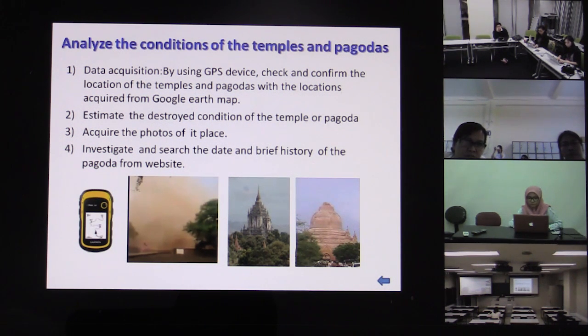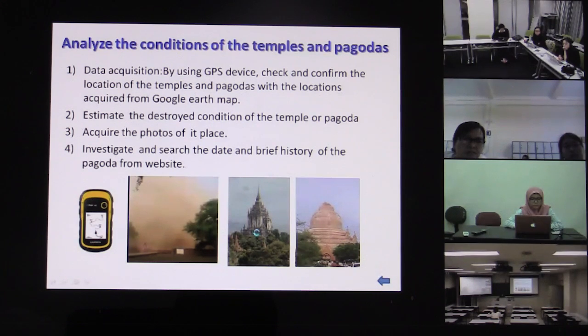We check and confirm the location of the temple and pagoda using the GPS device with the location acquired from Google Map. The second one is to estimate the destroyed condition of the temple and pagoda, such as how many percent is destroyed or damaged. And then we acquire photos of the place, and investigate and search the date and brief history of the pagoda from the website.